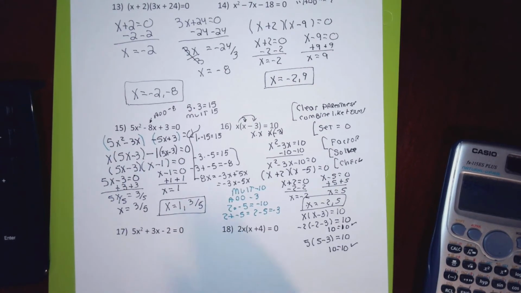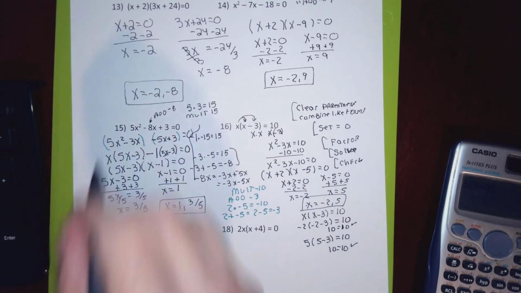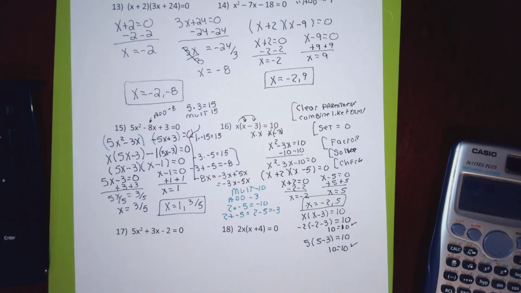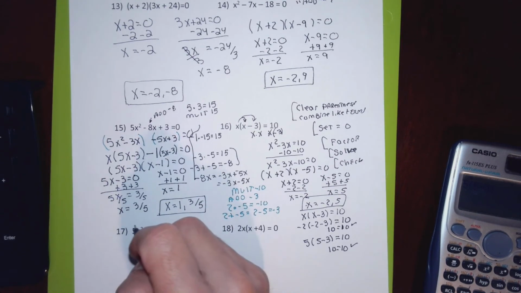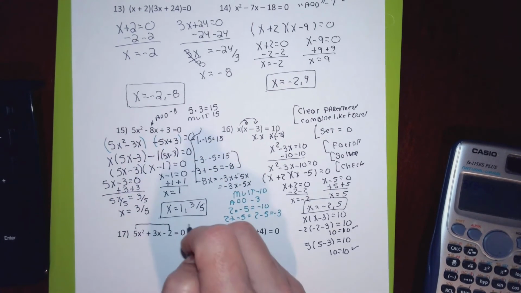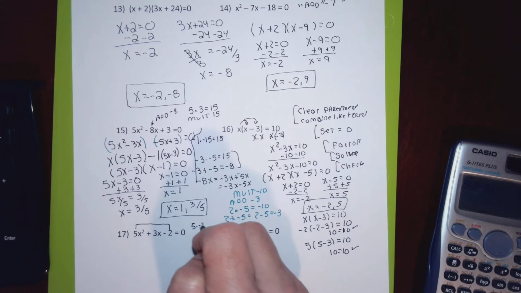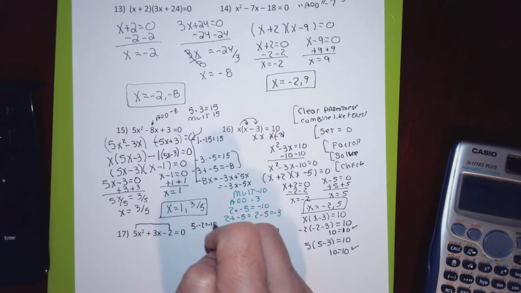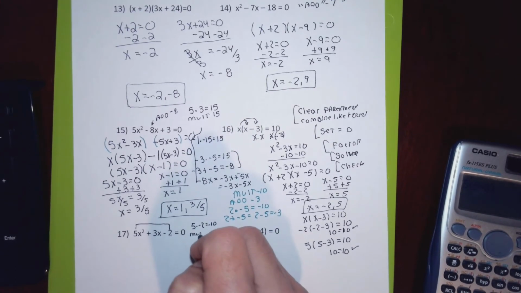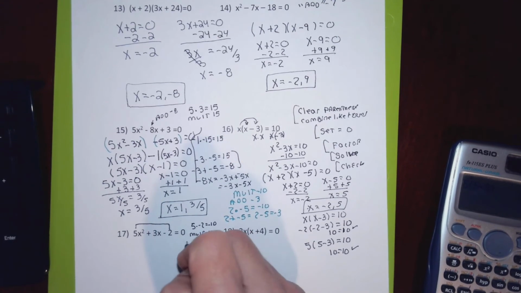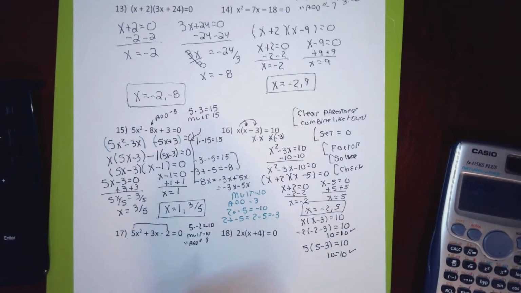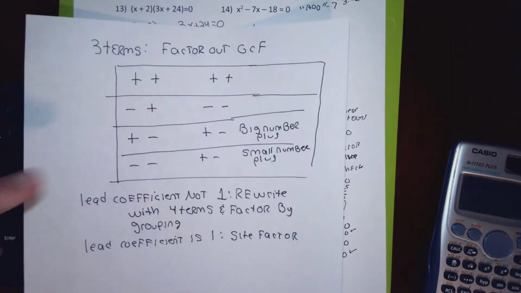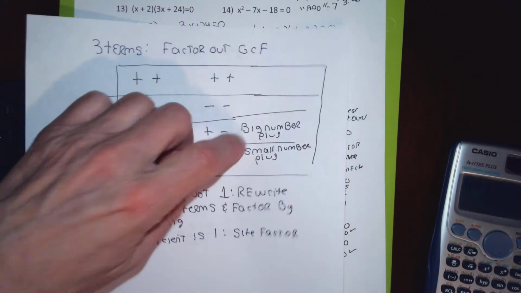Two more than some word problems. 15 and 17 are almost the same style of problem in that I'm going to have to group factor. In 17, I'm going to multiply the 5 and the negative 2 and get negative 10. I need to find numbers that multiply to negative 10, that add, but it's really subtract, to be positive 3. Big number plus, that would come from my template here, plus minus.